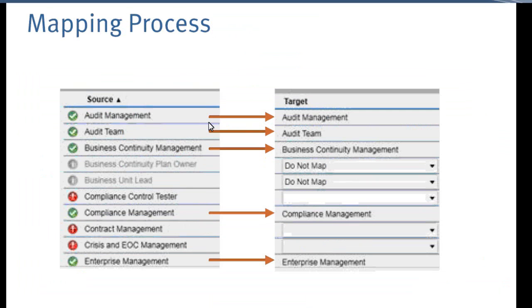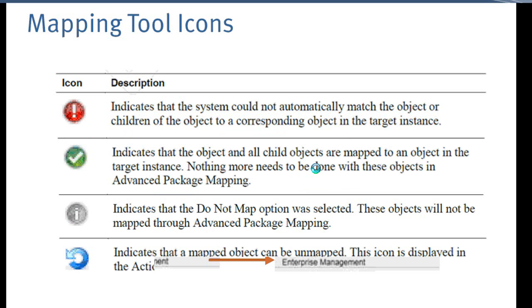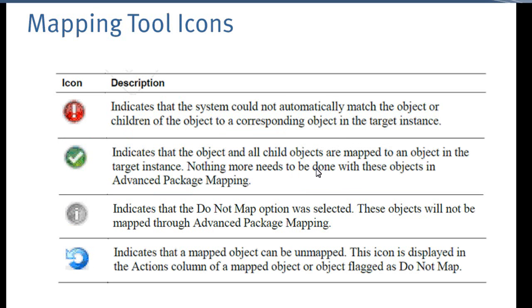This figure shows the process of mapping objects. The source objects are lined up with those in the target instance. Nothing will need to be done if the system has matched the target and source system IDs. The Do Not Map option in the target column indicates that the source object is new and will be created within the target. And this is a little closer look at the mapping tool icons and their meanings.